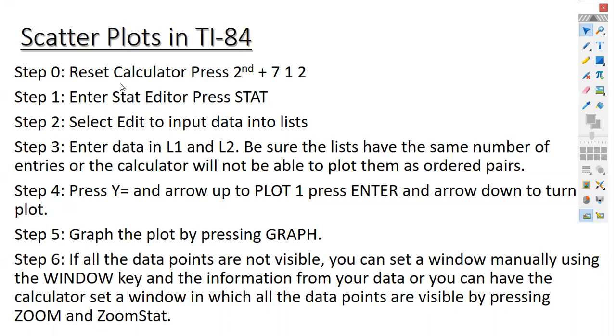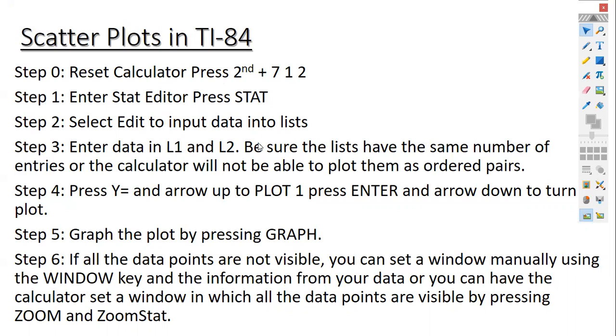To reset our calculator, we press second plus 712. Once we do that, our calculator is reset. Then we're going to go to stat and enter the stat editor by pressing stat and selecting edit, and we're going to input our data into the list.